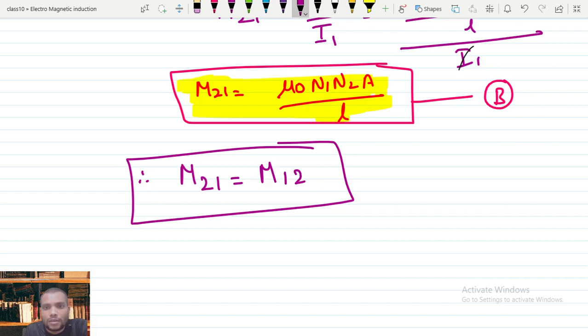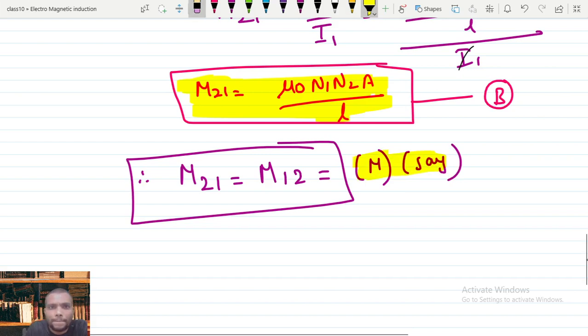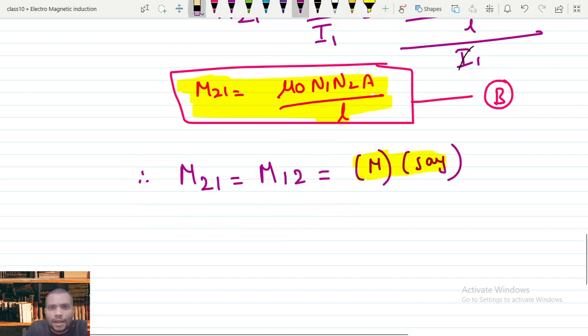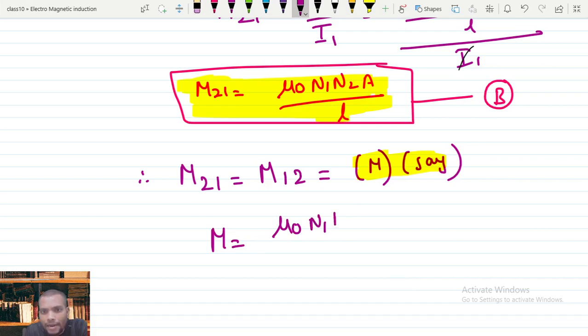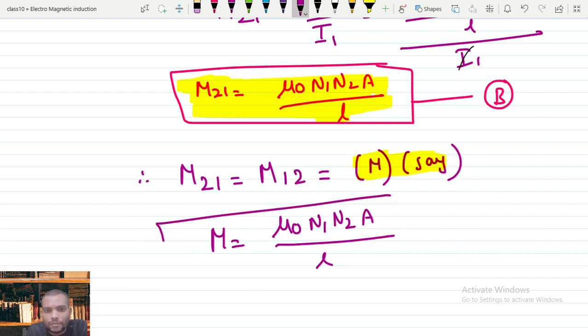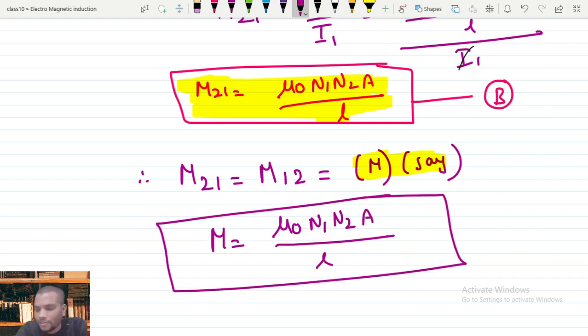Suppose I call this M itself for two solenoids. So let's say M12 equal to M21 equal to M. Then I can write the mutual inductance of two solenoids formula: M equal to mu naught times capital N1 and capital N2 A upon L. So this is the expression for mutual inductance of two solenoids.